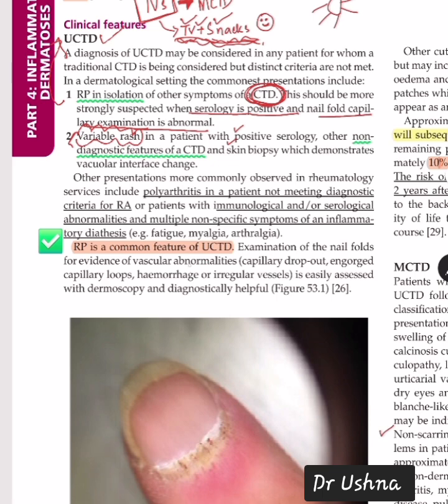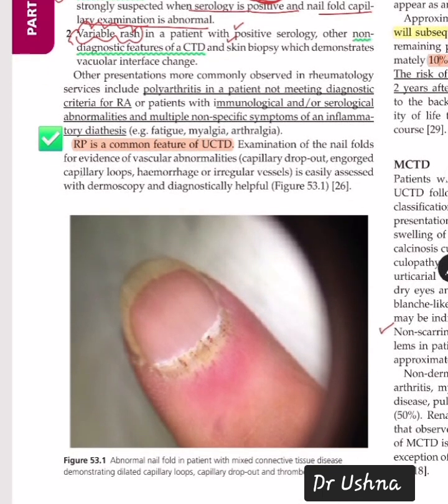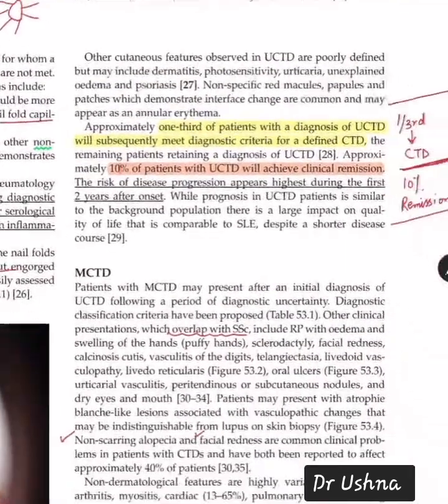Raynaud is a common feature in the UCTD. This is very important. Even with the Raynaud, you will find the abnormal nail fold capillary in the form of capillary loops, hemorrhage, irregular vessels, or capillary dropouts.